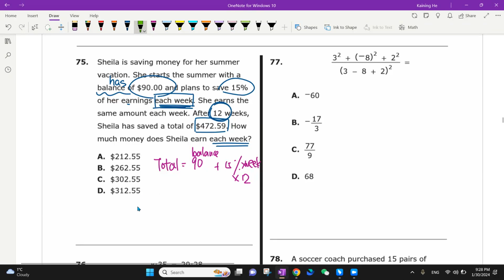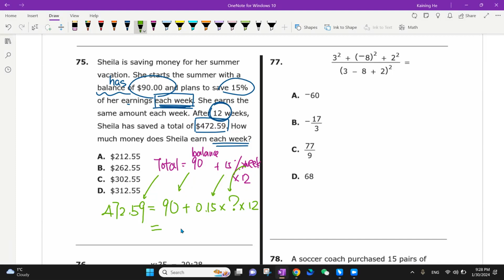So in here, we're plugging in 472.59 coming from the total is equal to the $90, which is coming from the balance. I'm going to add 15%. Oh, 15% in decimal, just 0.15. Great. And how much she earned in a week? I don't know. Let's go ahead and put a question mark. That's what we don't know. And how many weeks just passed? Oh, 12 of them. Great.